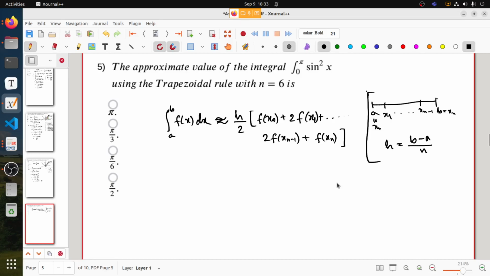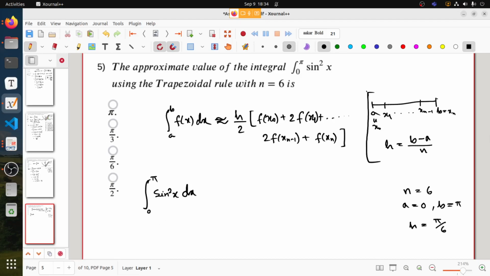So we will use this technique to find the integral of 0 to pi sin square x dx. Here f(x) is sin square x. It's given that n is 6, so you have to do 6 partitions, right? So n is 6, a is 0 and b is pi. So what will be h? h in our case will be pi by 6, right?